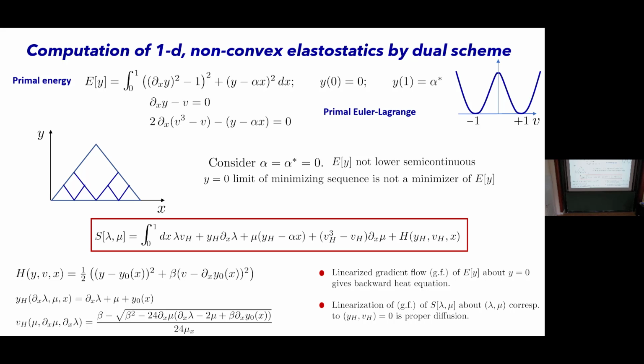Explicitly, you can write out these mappings. So y_h will be this, v_h will be this. Put those in there. That's the dual functional. The linearized gradient flow of the primal about the solution you want, y equals 0, v equals 0, is ill-posed, obviously. But for the dual, it is good.